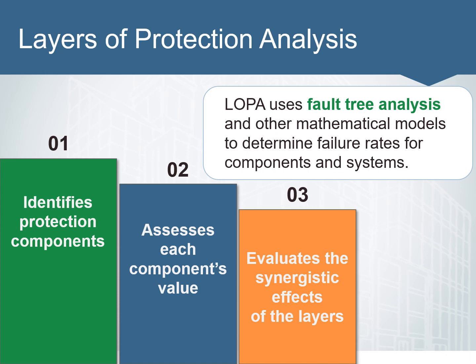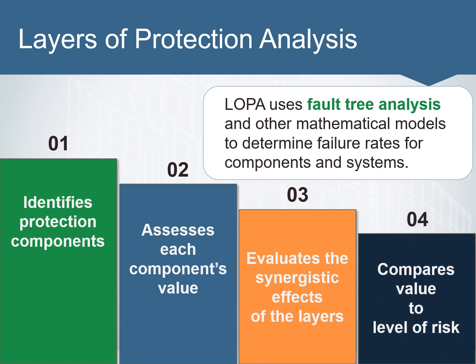Then it evaluates the synergistic effects of the layers to determine the overall value of the protection system. Finally, LOPA compares the value of the protection system to the acceptable level of risk for the building. While we've mostly focused on the protection layers that inhibit fire growth or suppress a fire after it starts, another critical part of the analysis is the mitigation techniques that are built into the building. For example, arc fault interrupters and high limit switches on equipment. All of this must be considered to gain a clear picture of the risk.